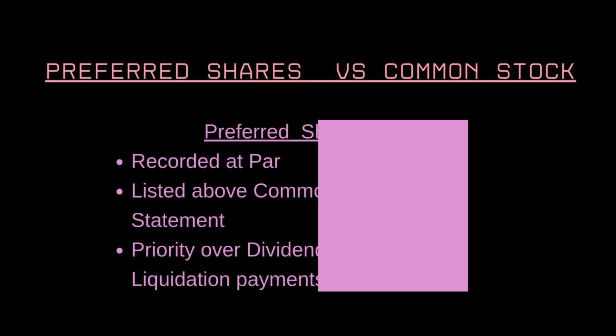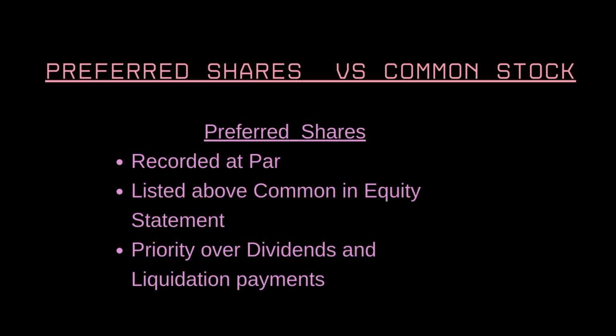Preferred shares are listed before common stock in the stockholders' equity section due to their preference in dividends and liquidation claims. This reflects their higher priority over common stockholders.